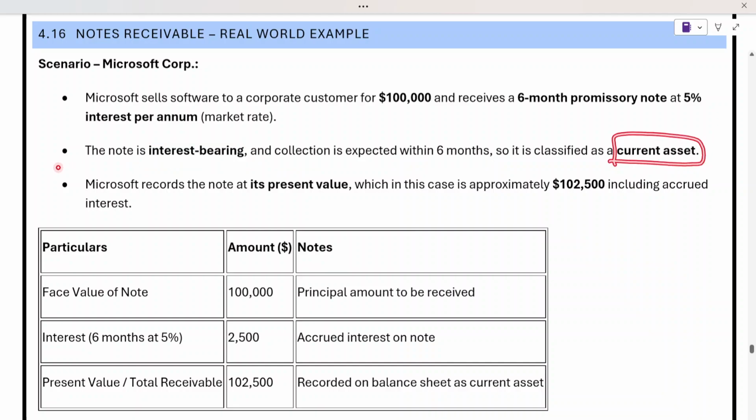This is the definition of a current asset: assets which are going to materialize within 1 year are treated as current assets. So this is a 6-month promissory note, and this is a current asset.